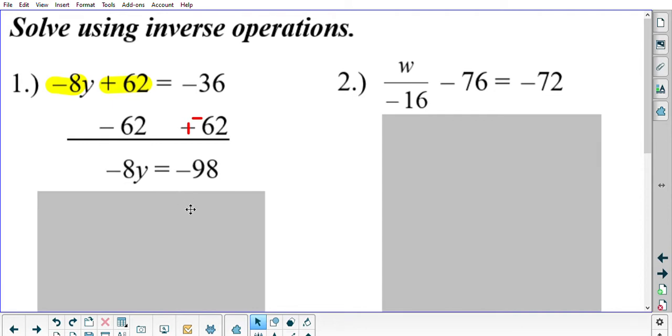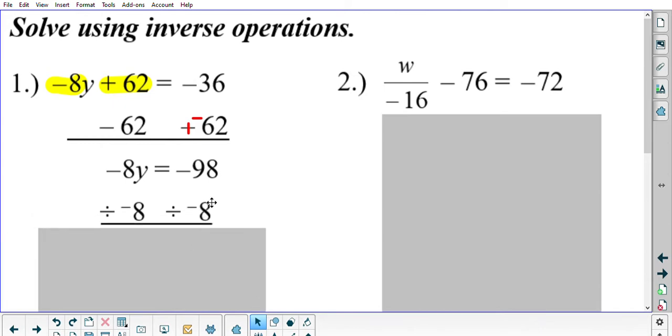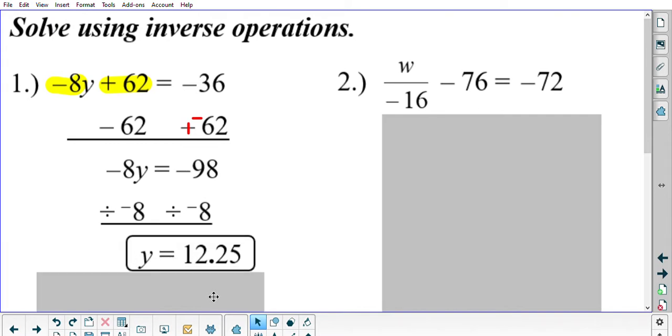From here, let's do the inverse of multiplying by -8, which is dividing by -8. Let's go back over our rules of positives and negatives. When you multiply or divide two negatives, a negative divided by a negative will give you a positive. And you can use your calculator if you need to. 98 divided by 8 is 12 and 1/4, or 12.25. And on the left-hand side, the -8 divided by -8 would be +1. And +1 times y would leave you with just the y. And that is how we mathematically can get the variable by itself in order to solve.